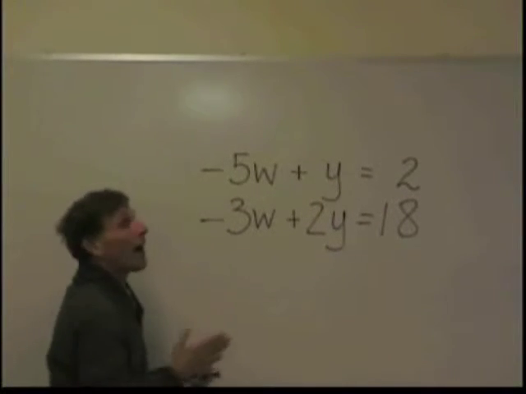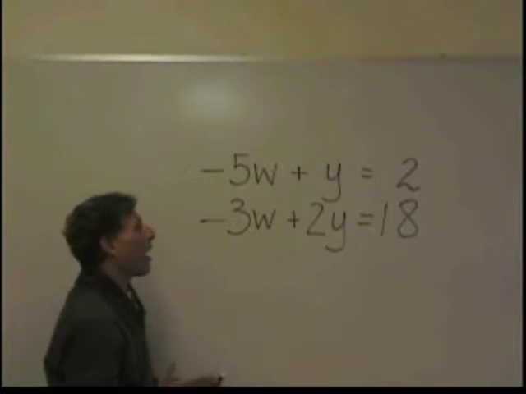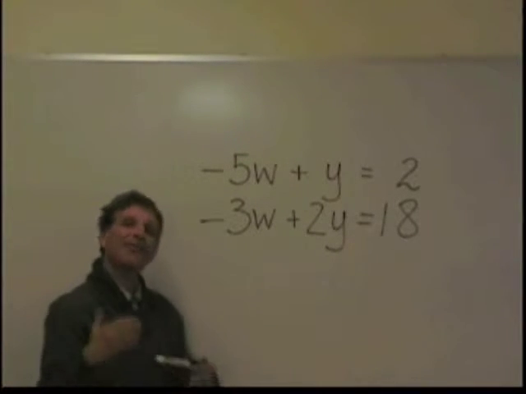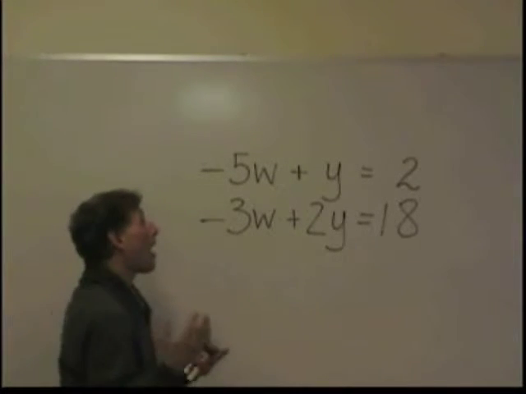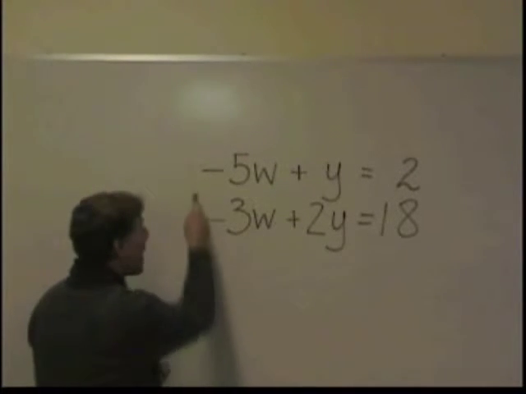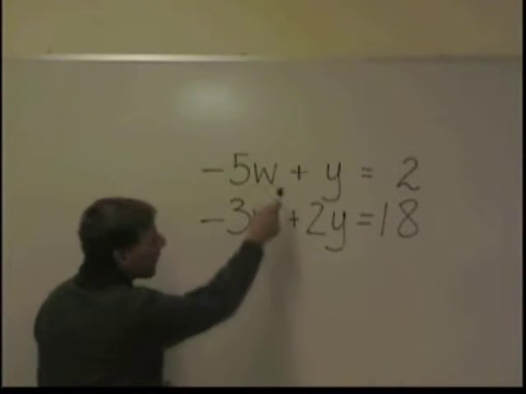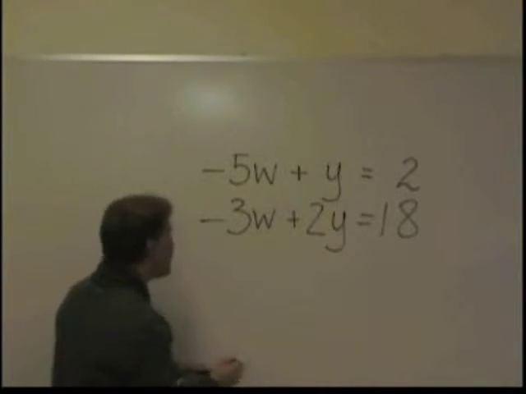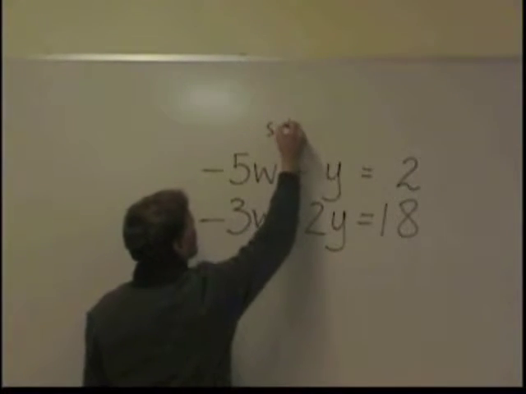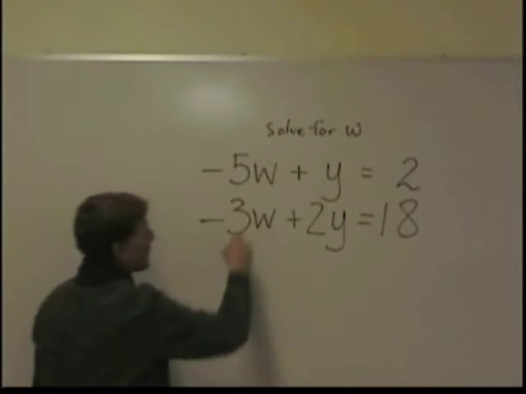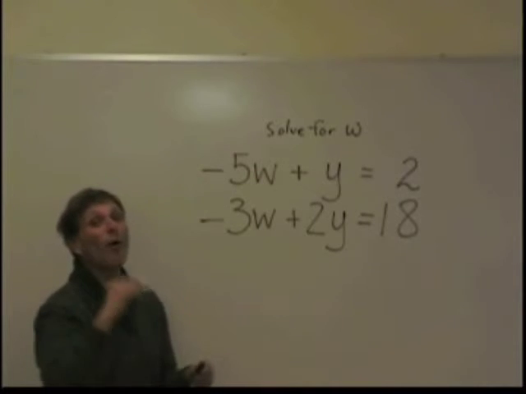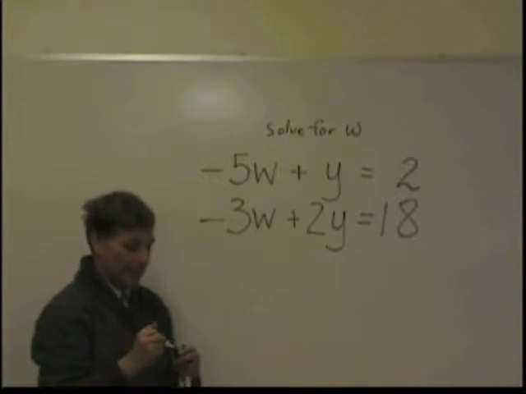Normally, we presented it where you can make an adjustment and the signs will make it cancel out. And that's not going to happen here because I have two negative signs here and two positive signs here. Now let's say they ask me to solve for the W value. So that's the one I'm going to keep. I'm going to eliminate the other one.